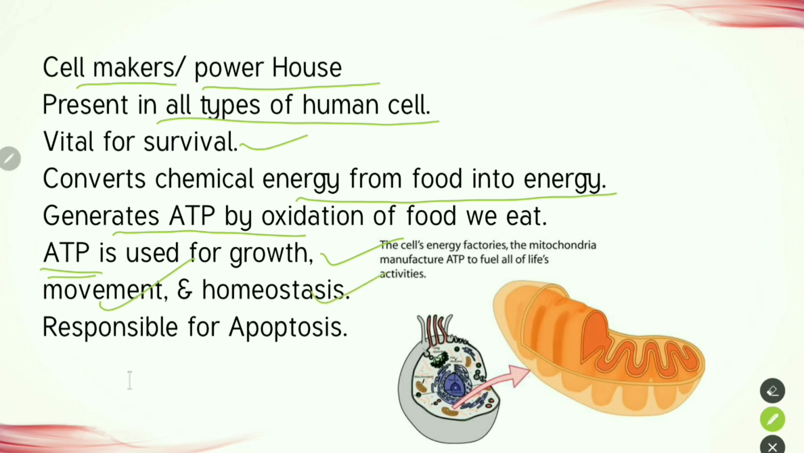Mitochondria is responsible for apoptosis. Now, it is involved in signaling between cells and cell death, which is known as apoptosis. Apoptosis is an essential part of life. As the cells become old and worn out, they are cleared away and destroyed. Otherwise, it can lead to cancer. Actually, in cancer, mitochondria are thought to play a role.